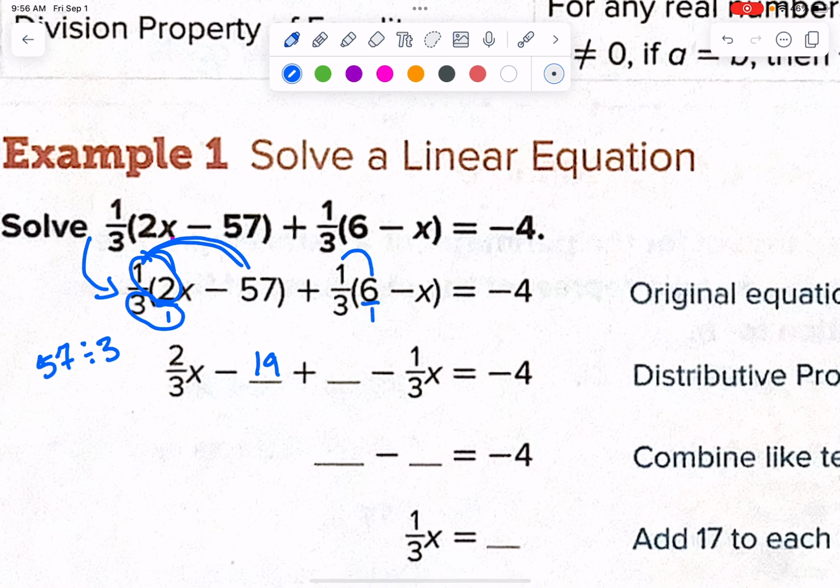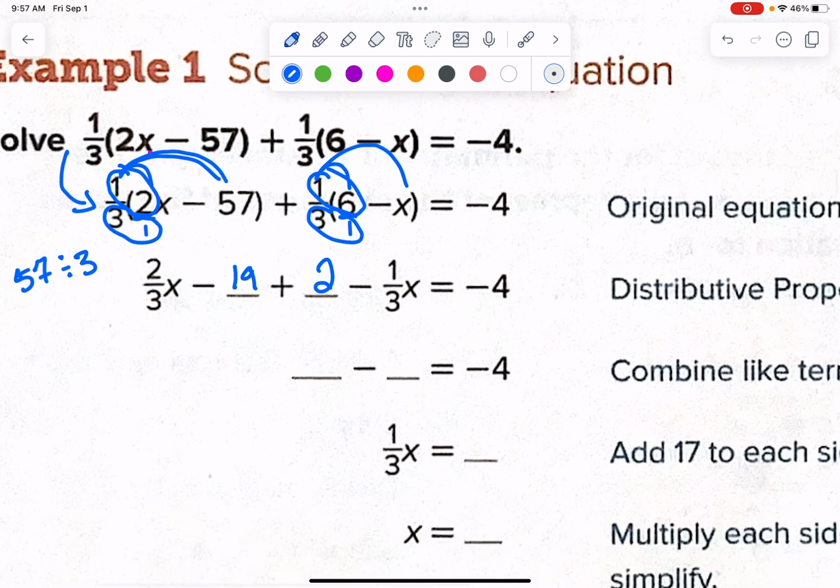This is 6 over 1. So 6 times 1 is 6, 3 times 1 is 3, 6 divided by 3 is 2 if we reduce. Okay, so 1/3 of 6 is 2. Okay, then we do the same thing, 1/3 times x, which is minus 1/3 x, and then that's equal to -4. Okay, so now we've distributed that fraction through, and now we're going to simplify some more, okay?